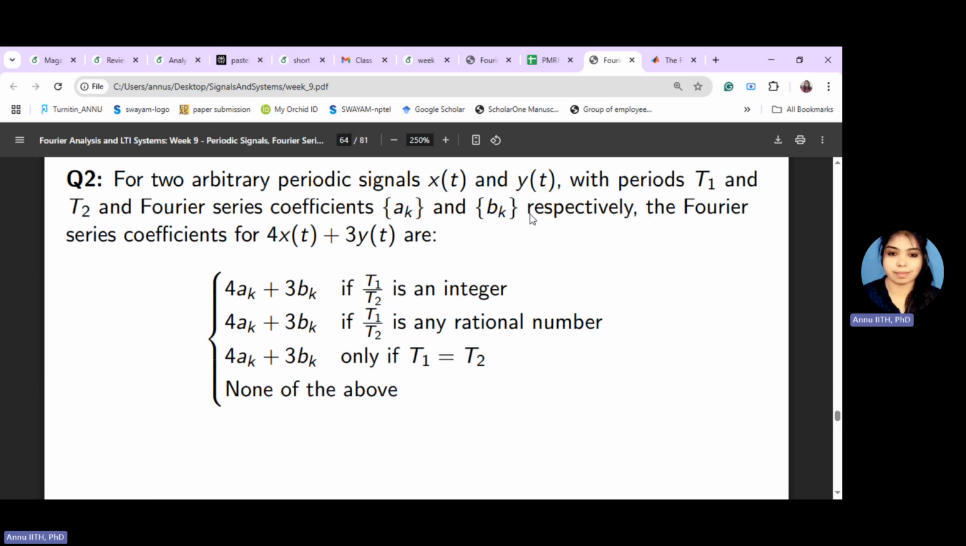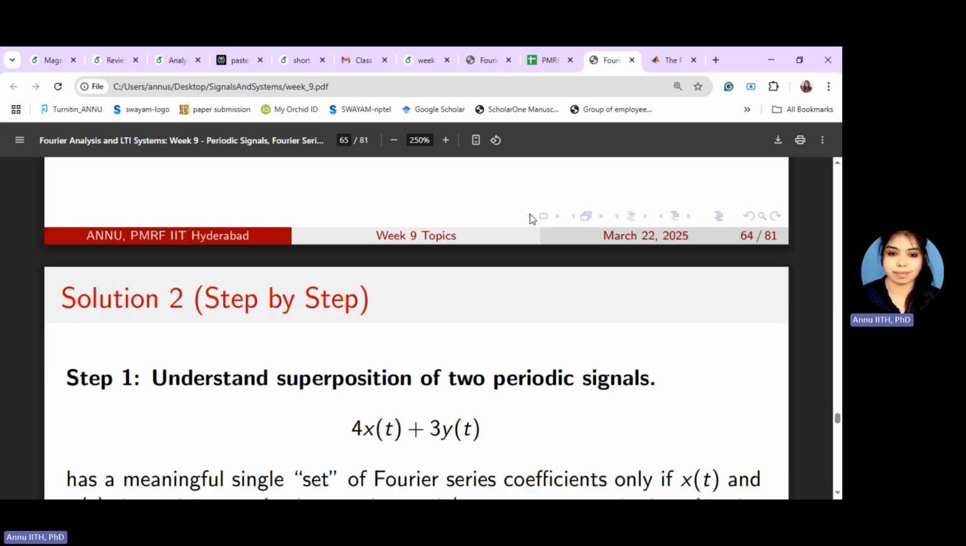Question number 2. Tell me the answer. For two arbitrary periodic signals x(t) and y(t) with periods T1 and T2 and Fourier series coefficients a_k and b_k respectively, the Fourier series coefficients for 4x(t) plus 3y(t) are? What do you think? My answer is 4a_k plus 3b_k if T1 by T2 is an integer. Okay, not integer, sorry, a rational number. Let us see the solution.